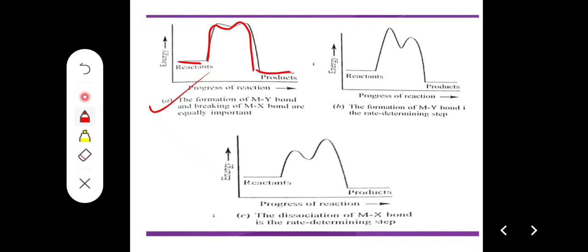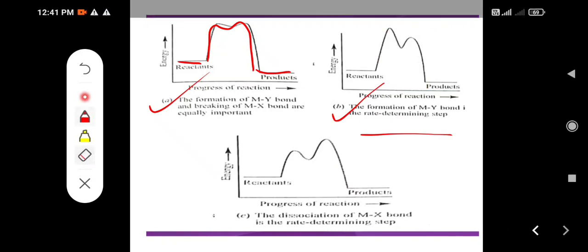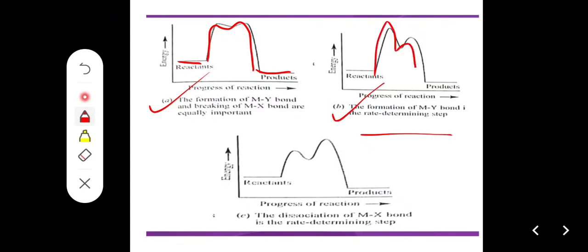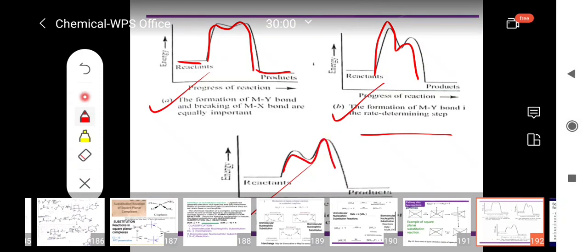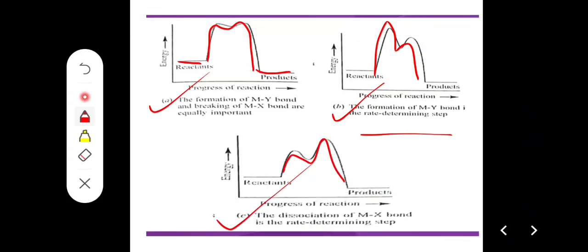But when the formation of the M-O-I bond is the rate determining step, in that case we get this type of gap. And when dissociation of the M-X bond is the rate determining step, in that case we get this type of gap. There are 3 cases.